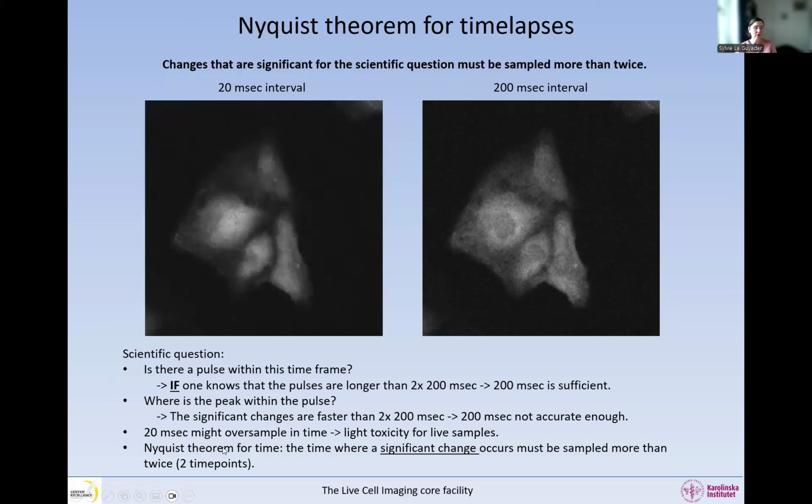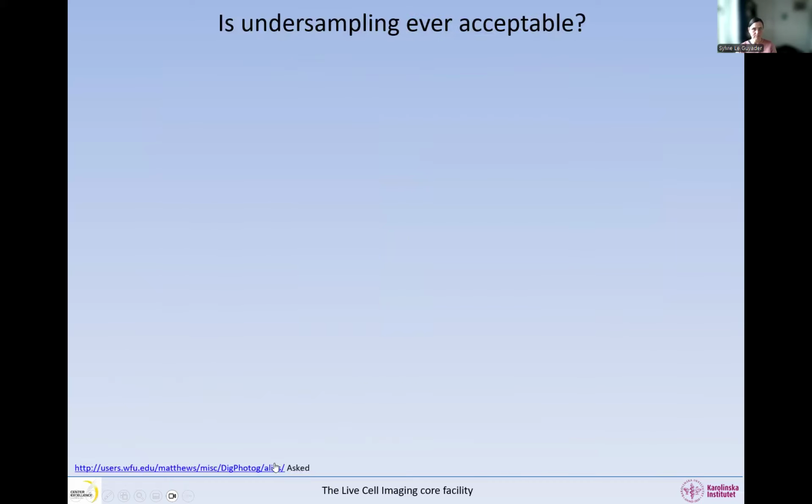It's very important. So in the Nyquist theorem for time, what we need to do is figure out how long it takes to have a significant change compared to our scientific question, and then you divide this by 2, and this is your time interval. Okay, you should have 2 time points in the significant change.